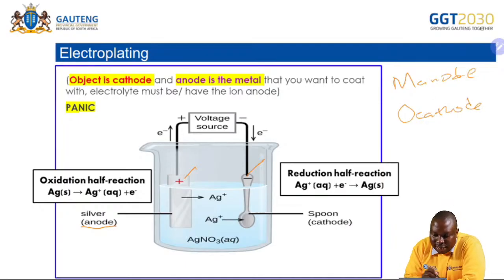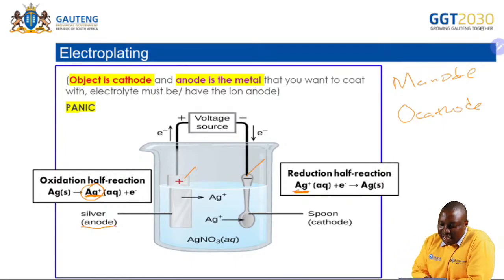So the metal will lose electrons. Metal loses electrons, and see here now, it's no longer the object that is gaining the electrons. It's the metal ions. So it's the silver losing electrons, but the same silver ion that is formed here is the one that gains electrons here on the object, so that it can be plated on the spoon. So the spoon will become silver.